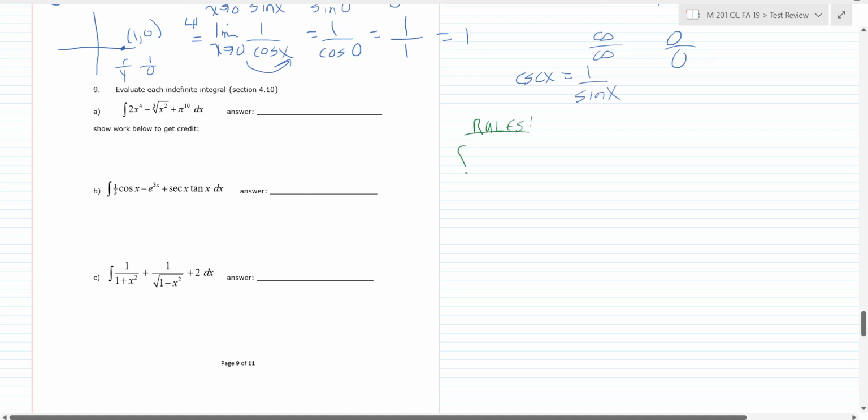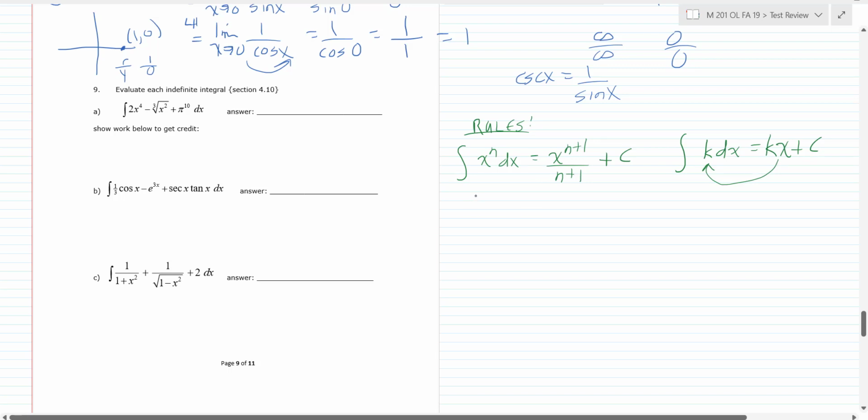So, of course, we have the power rule for an integral: you add 1 to the exponent, divide by the result, and add c to it. That's going to pop up in this first problem. The other thing is if you have the integral of a constant k, that's going to be kx plus c, because remember, the derivative of kx is just k. So that's going to pop up in this problem. So I'm going to go ahead and do problem 9a because we're simply applying this rule.